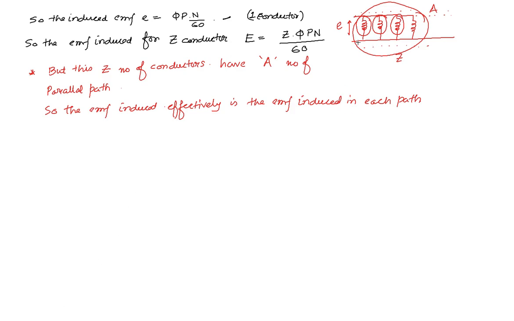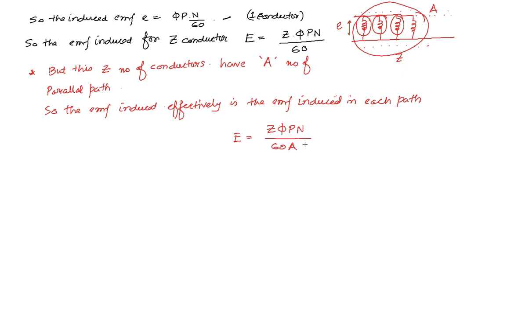Now the total induced EMF of this Z number of conductors is phi Z P N by 60, but that Z number of conductors is divided into A number of parallel paths. So the effective induced EMF per path is E is equal to Z phi P N by 60A. This is your EMF equation for the DC generator.